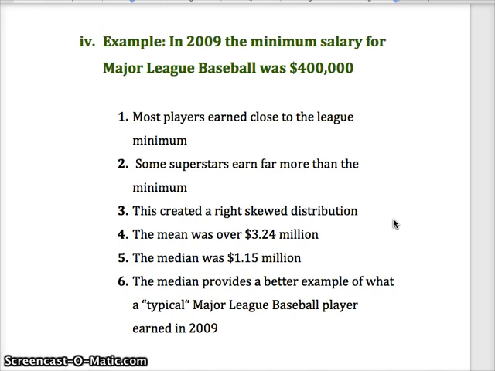This is an excellent example of how the mean does not provide you with an objective idea of what the typical player makes. This number is influenced by really big contracts for superstars. So the median gives us a better example of what a typical Major League Baseball player earned in 2009.